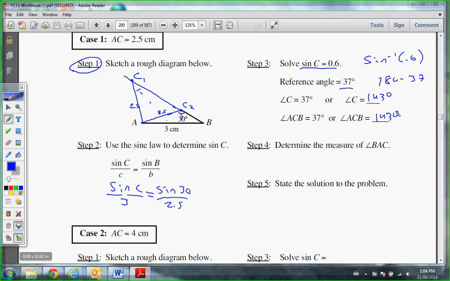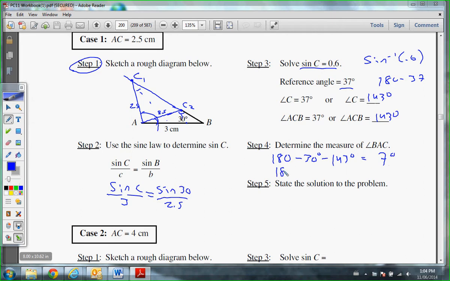Then it says determine the measure of BAC. Well, BAC would be here or this big one. So there's 2 answers for that. So I have to go 180 minus the 30 minus the 143. What I did was, if it's 30 here and 143 here, how much do I have left? I only have 7 degrees left.